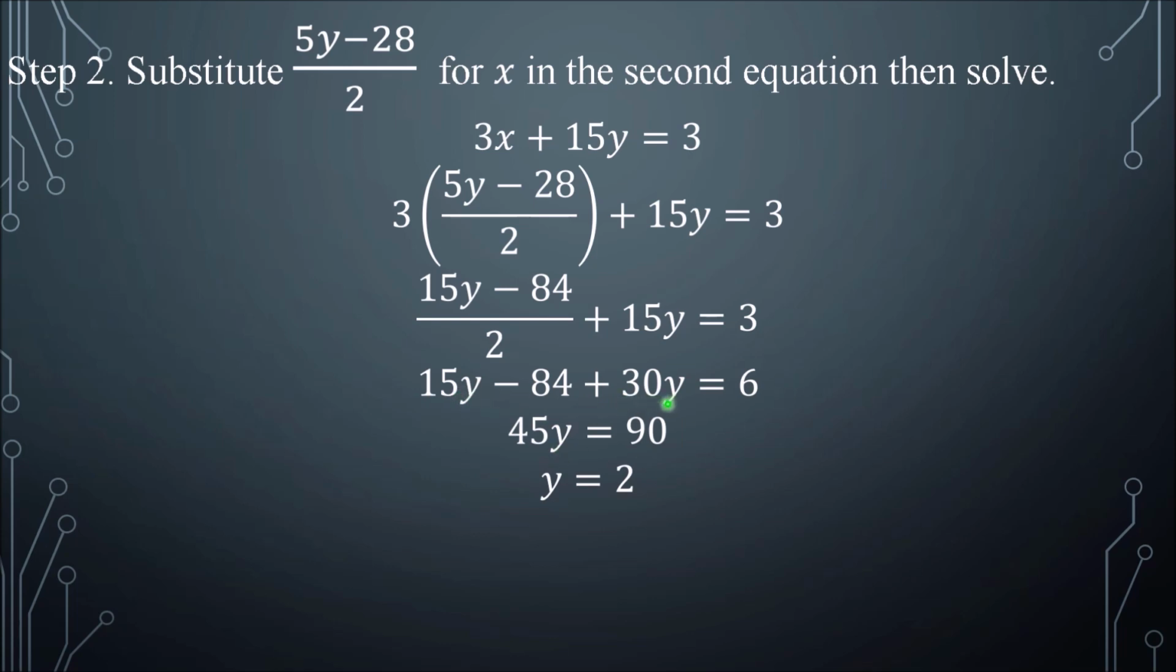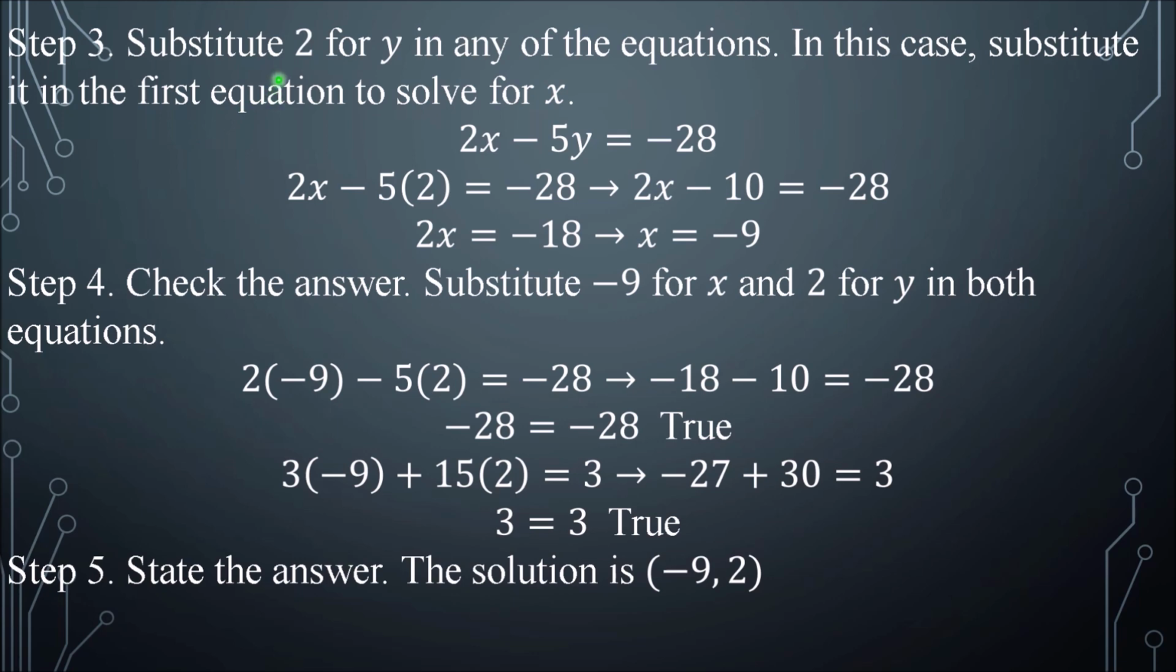15y plus 30y is 45y. Negative 84, we transfer this to the other side. So positive 84 plus 6 is 90. So we divide both sides by 45. As a result, we have y is equal to 2. So that's the first coordinate. Y is equal to 2.